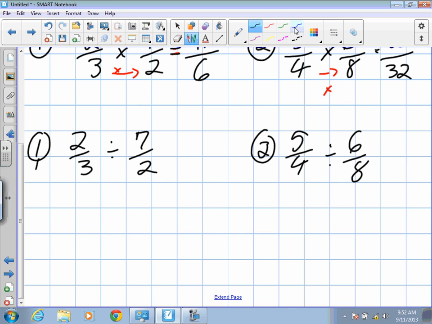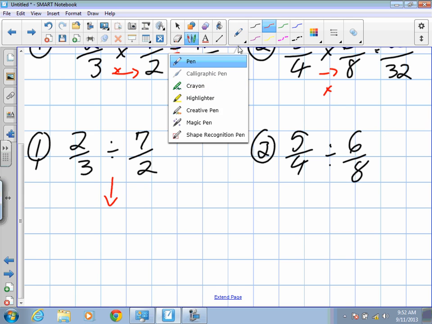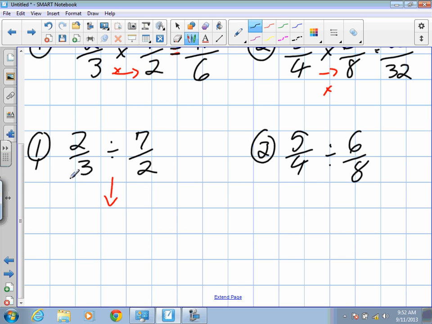Okay. Now, this is a little more complex. What we're going to do here is change our division question into a multiplication question. Okay? So, we're going to keep the same fraction that we started with, the very first one. We'll keep our 2 over 3.